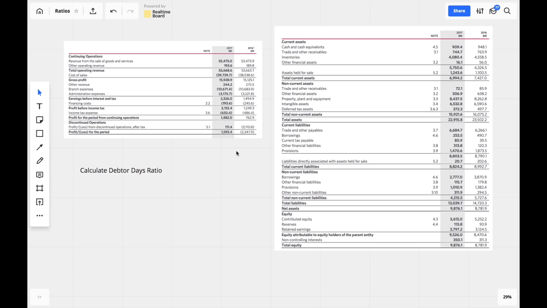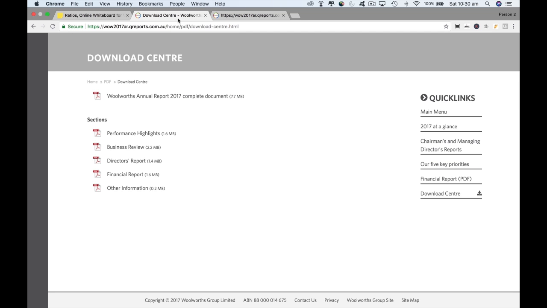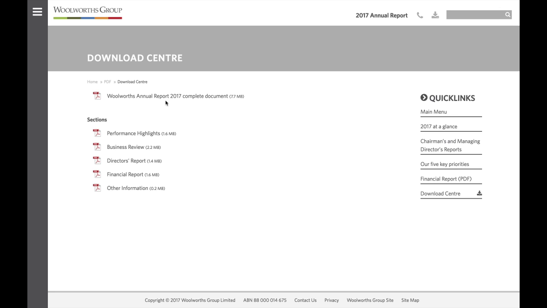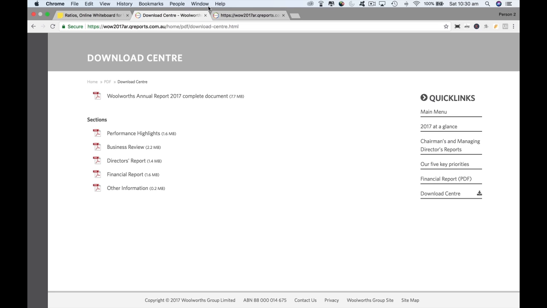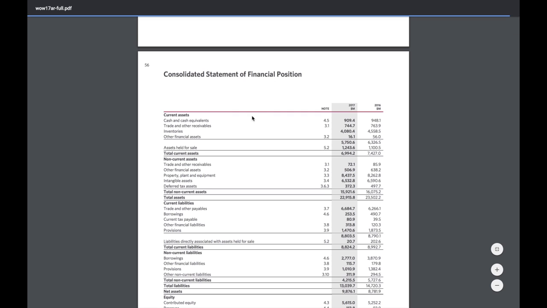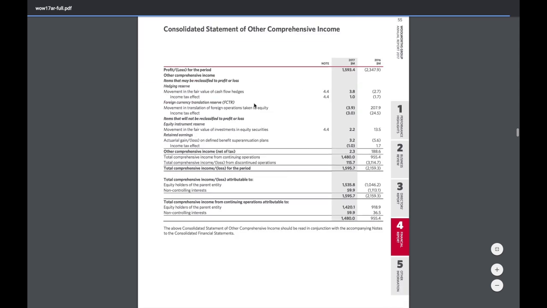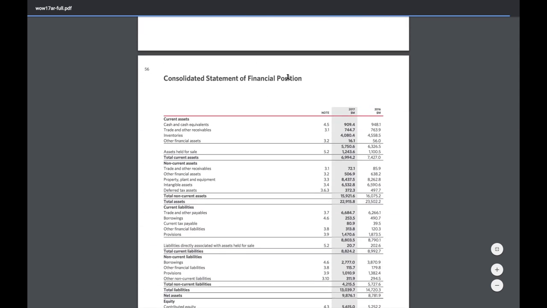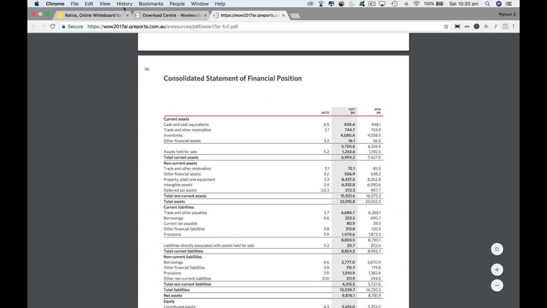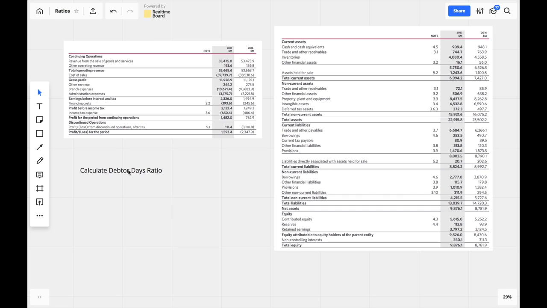Now what I've done is I've gone to the Woolworths website. You can do that by going into their website, Woolworths annual, and downloading their annual report for 2017. So I've downloaded this and I'm looking at their consolidated profit and loss statement and their consolidated statement of financial position or balance sheet. What we're going to do is calculate the debtor days ratio.